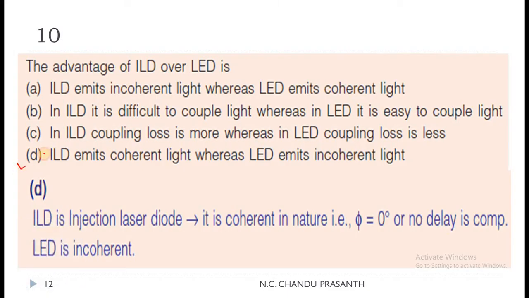What is the correct option? Option D. Why? Because ILD, injection laser diode, is coherent in nature. So ILD emits coherent light whereas LED is incoherent in nature, so it emits incoherent light. Laser diode emits coherent light whereas light emitting diode emits incoherent light.